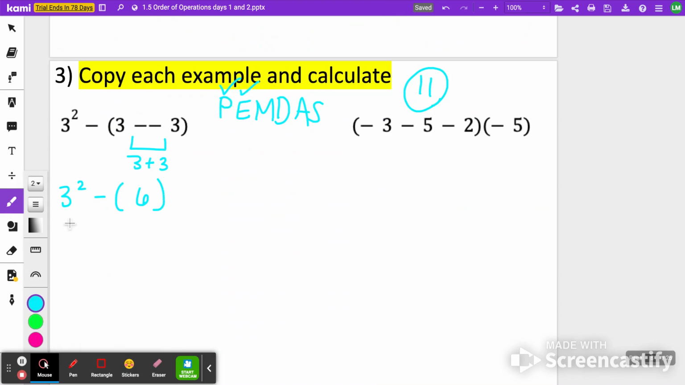Next up is exponents. 3 squared is equal to 3 times 3, which is 9. And then finally, I bring down that minus 6. 9 minus 6 is equal to 3.